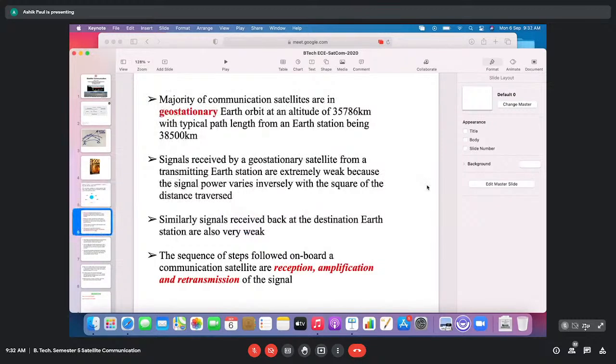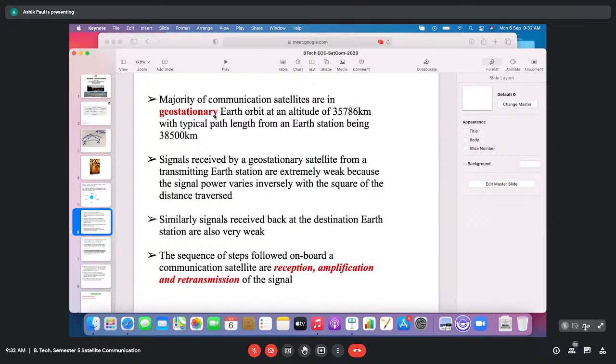So now, the importance of this kind of condition, where you can put these artificial objects in space in such a way that they will be moving with the same angular velocity as that of Earth, is the criterion which is necessary for communication satellites. So the majority of communication satellites are in geostationary orbit. These orbits are known as geostationary because here the satellites are stationary with respect to Earth.